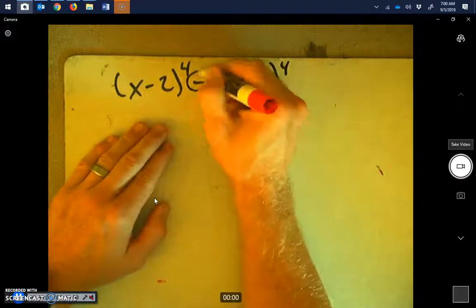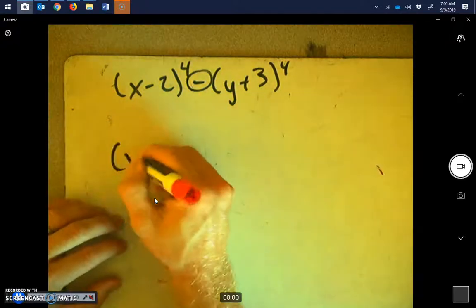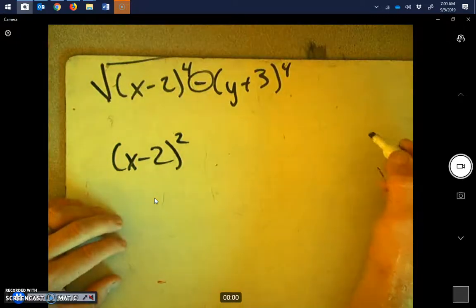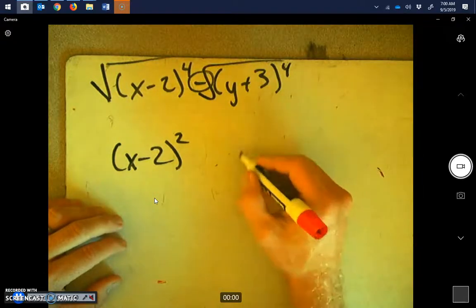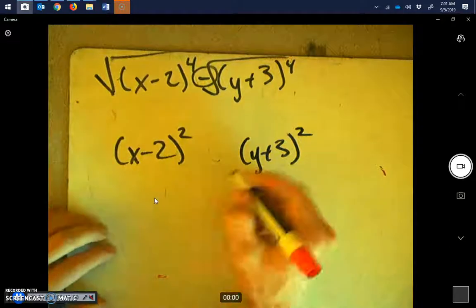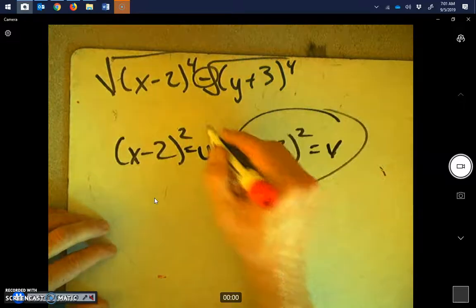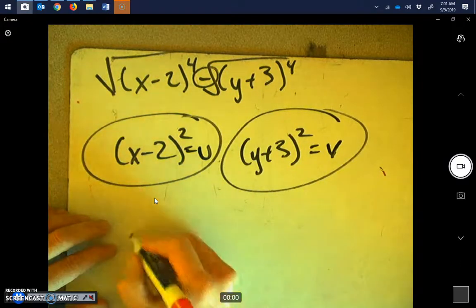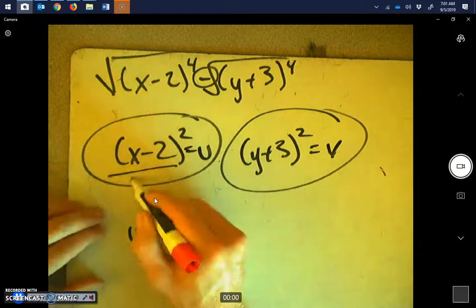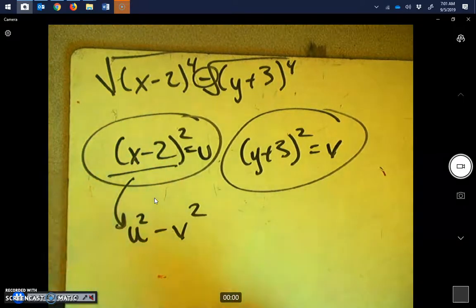Okay, so what we want to do is look at, there's a difference here, subtraction. So do we have something that we can take, like a square root of both of these things? Well, we could take x minus 2 squared, and that would be the square root of that. And we can do the same thing over here, square root this, and we get y plus 3 squared. So our u is equal to all of this, and our v is equal to all of that. So we could have u squared minus v squared. And if we plug in this for u, we end up with that.